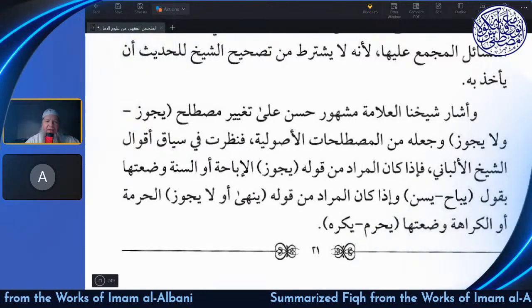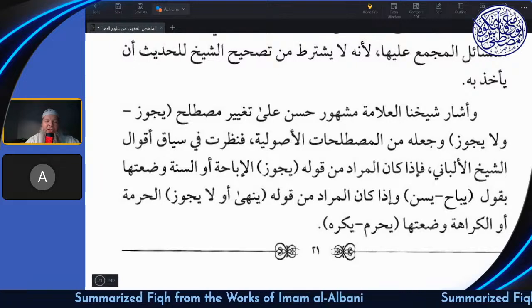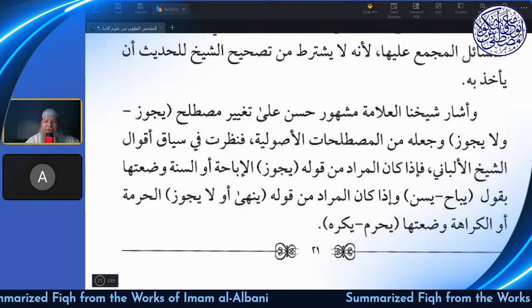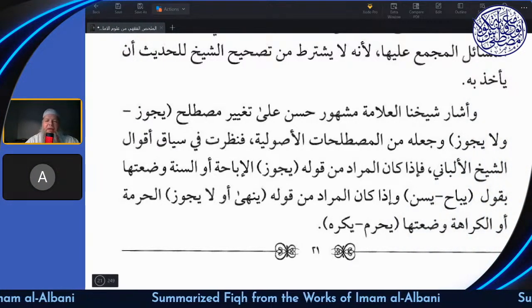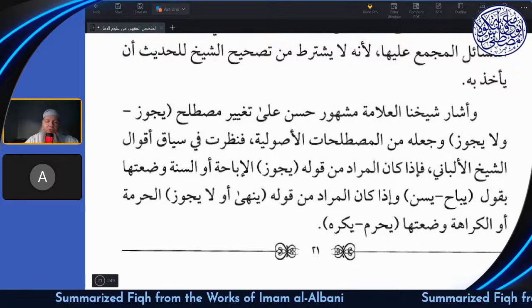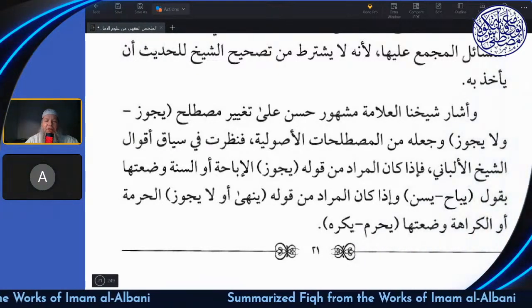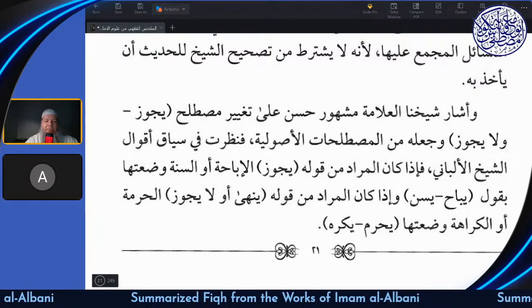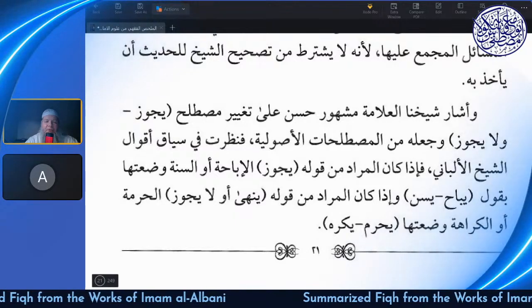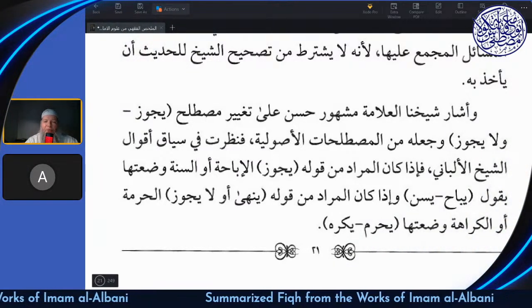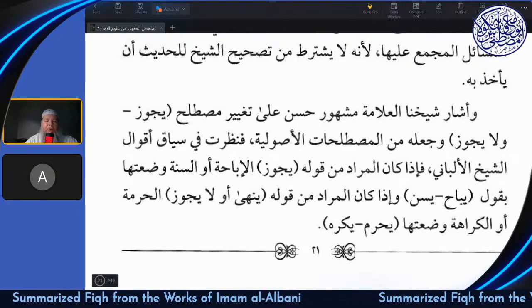فنظرت في سياق الأقوال شيخنا الألباني, so then I looked into the siyaq, the way that the Sheikh would say certain things. فإذا كان المراد من قوله يجوز, so if the meaning of his statement yajuz, meaning it's permissible, that's what it seems to mean, يجوز. If the meaning of his statement yajuz was al-ibaha or sunnah, what did he mean by yajuz? He meant it's permissible or it's sunnah. وَضَعْتُهَا بِقَوْلِ يُبَاح أو يُسَن. Then I made it to say yubah or yusan.